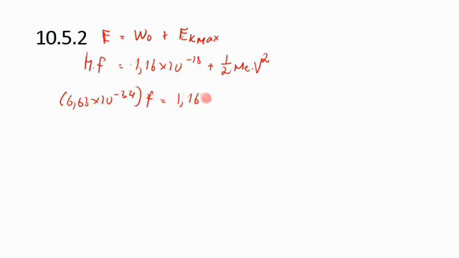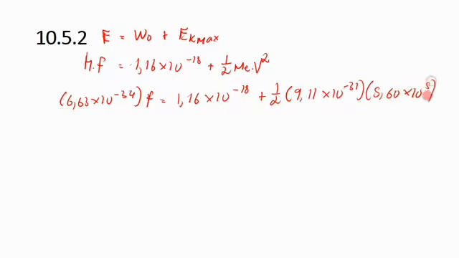Substitute our work function like that, and then let's substitute here. So what is the mass of the electron? Remember, we read it from the data sheet to be 9.11 times 10 to the exponent of negative 31. And then here our velocity we've been given as 5.60 times 10 to the exponent of 5. So remember to square that.